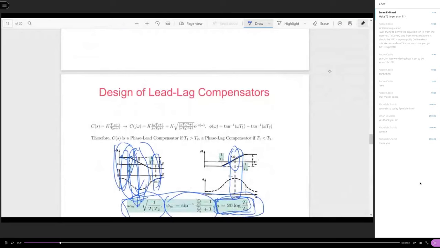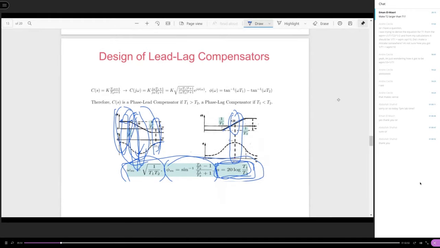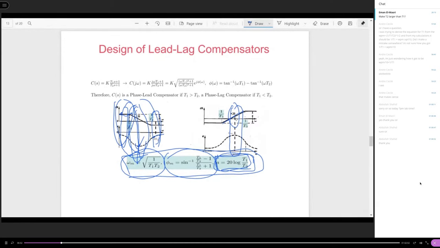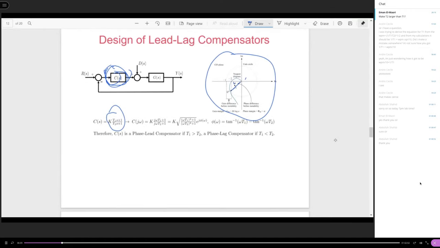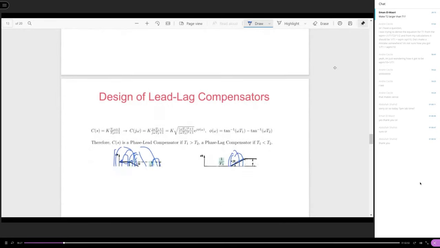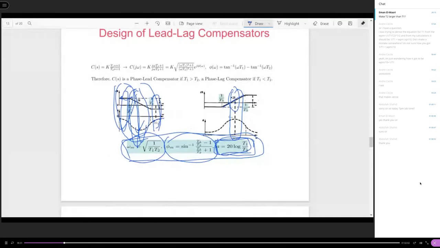Then the good question is how you can execute what I've just said. The point is the crossover frequency. Remember, the phase margin is only measured at the crossover frequency, the 0 dB crossover frequency. Once you identify that, it's very easy to realize that if you want to use a phase lead, you had better design the omega m, the peak frequency, to target the 0 dB crossover frequency.